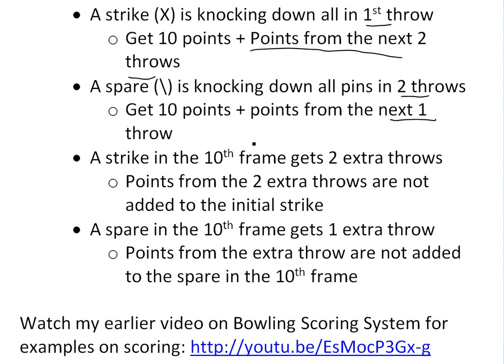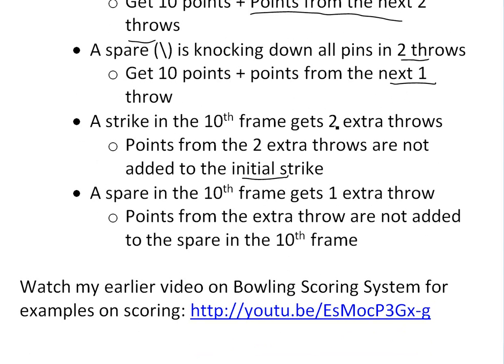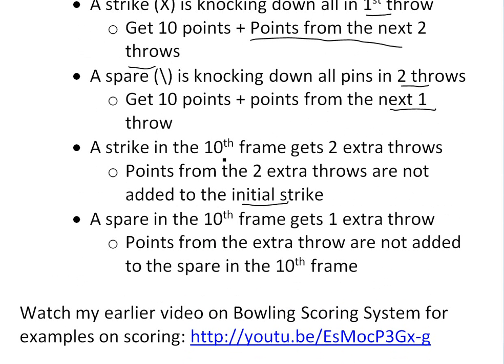And a strike in the 10th frame gets 2 extra throws, and then points from the 2 extra throws are not added to the initial strike. Since you don't have an 11th frame, you just get 2 extra throws in the 10th frame.